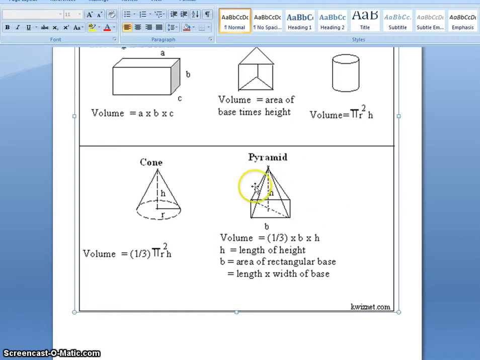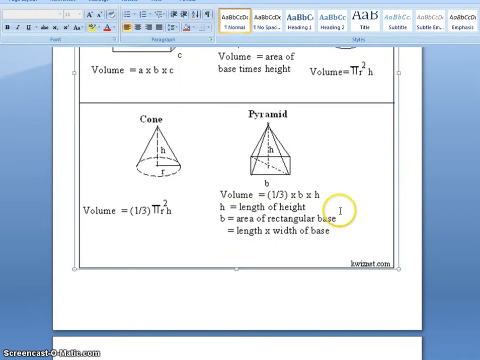Pyramid is the hardest one. Pyramids are classified by whatever their base is. So since this base is a rectangle, this is called a rectangular pyramid. You could have a triangular pyramid. You can technically have like an octagon pyramid. And the volume is 1/3, that's the fraction 1/3 again, times the area of the base, whatever the base happens to be, times the height of the pyramid. Alright, and there's an explanation there of all of the variables.